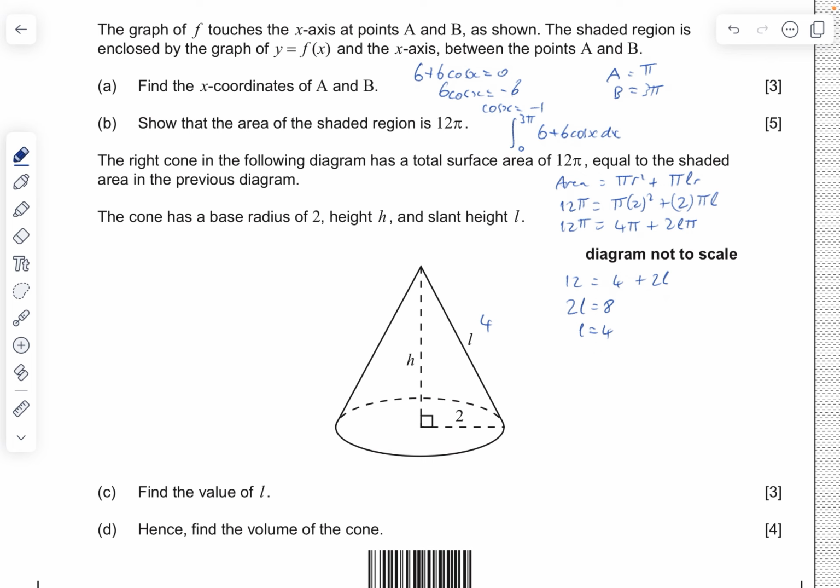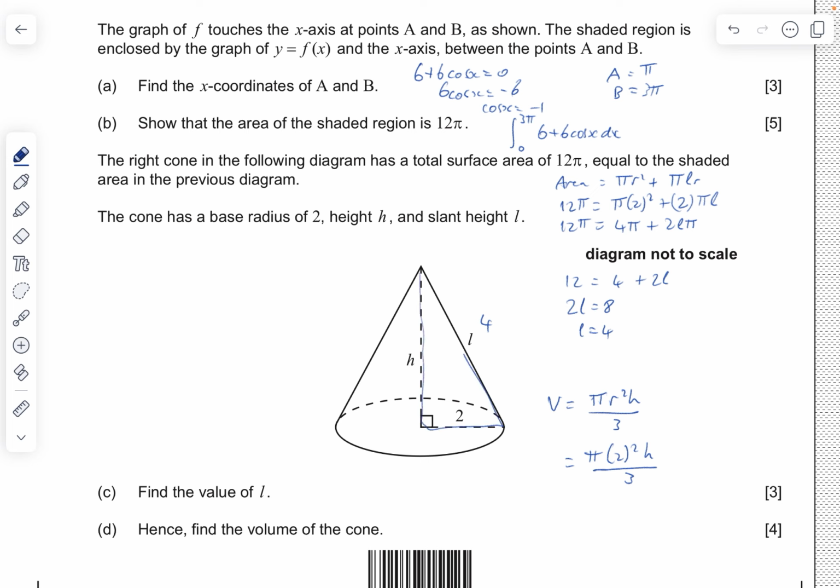Volume of the cone is pi r squared h over 3, which gives us pi times 2 squared h over 3. And we need to find h. We'll look at this now.